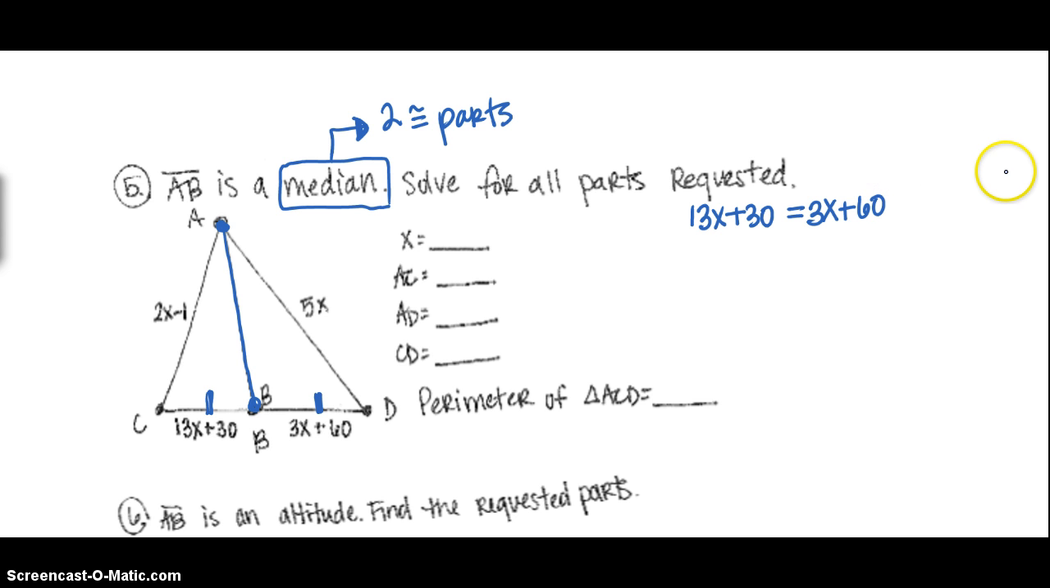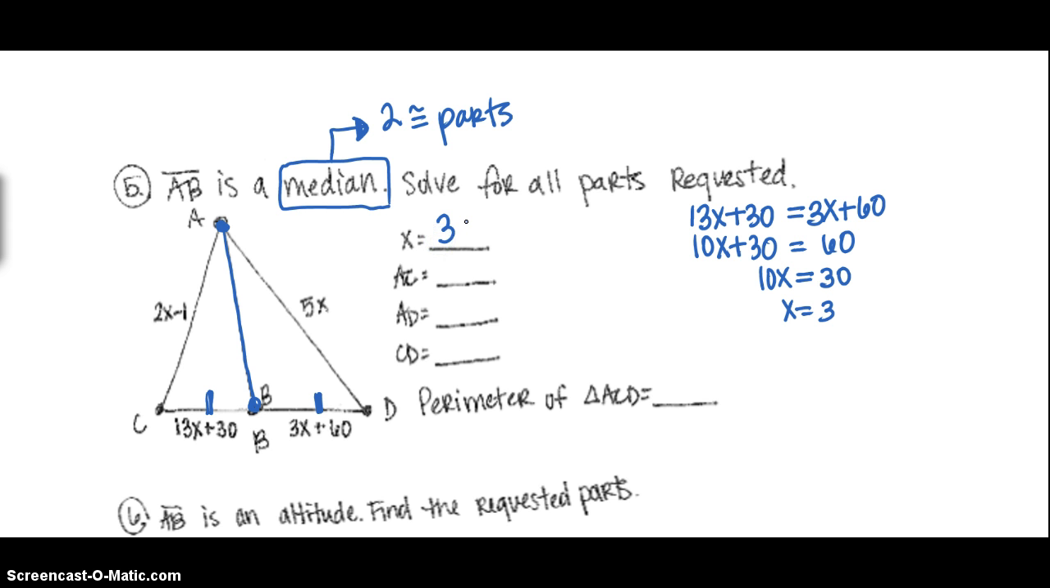Okay? So what would you do next here to solve? I personally would subtract 3x. And if I do that, I have 10x plus 30 equals 60. What would you do next here to solve? I would subtract 30. So 10x equals 30. And what's next here? Divide and get 3. So now we know x is 3.